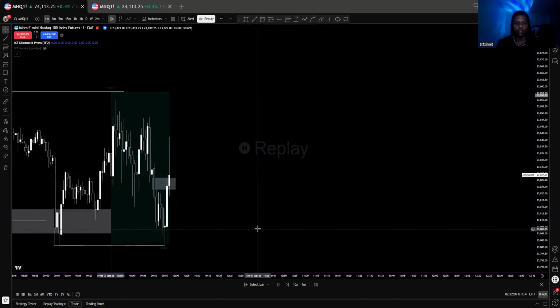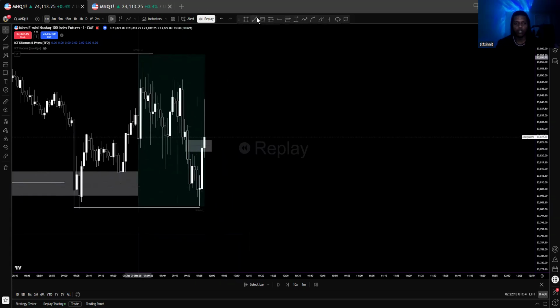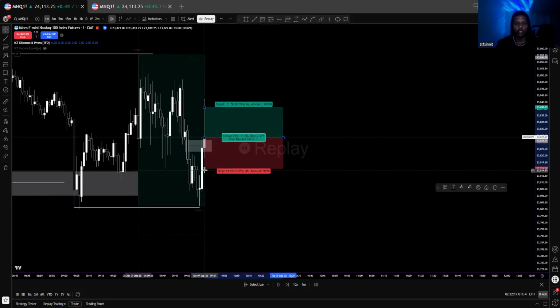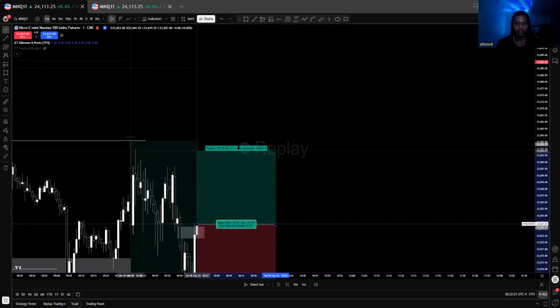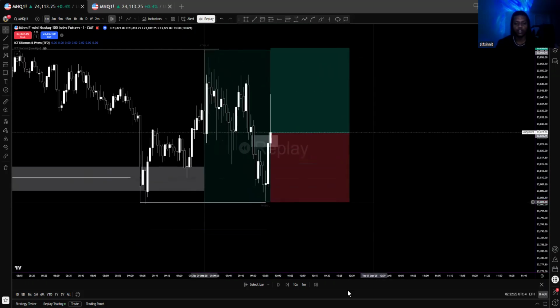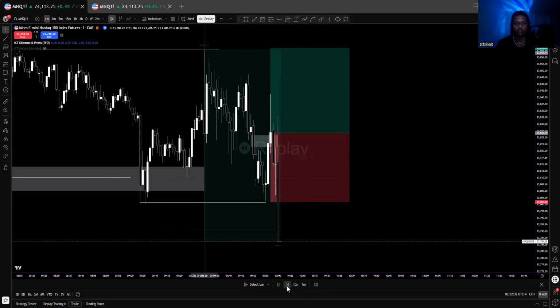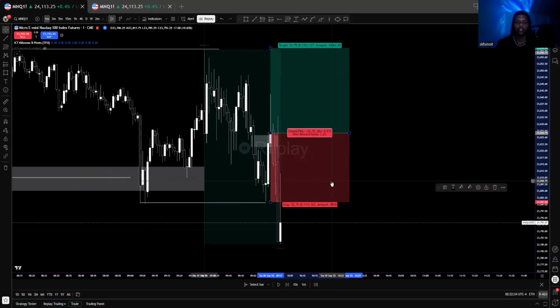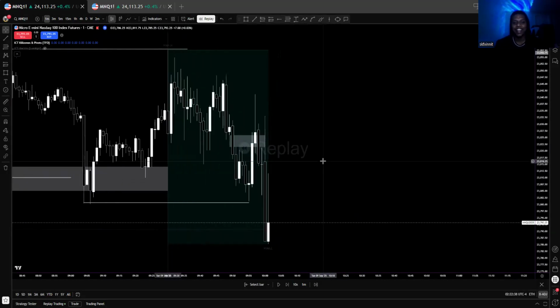Probably that's an SMT. Once we get a close above, we can actually enter on a trade, keeping your stop loss below. Take profit at the next recent high. And let's see how it goes. Straight up drawdown, dude. Holy shit. That is the trade that you should not be taking.